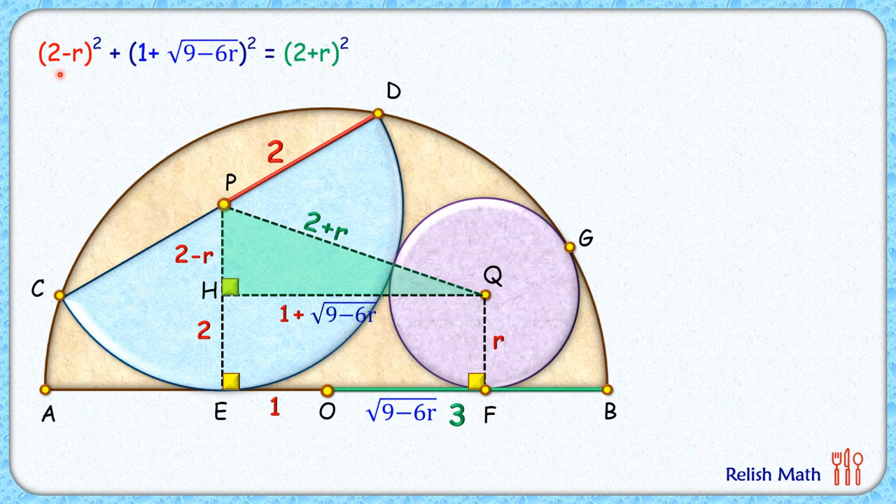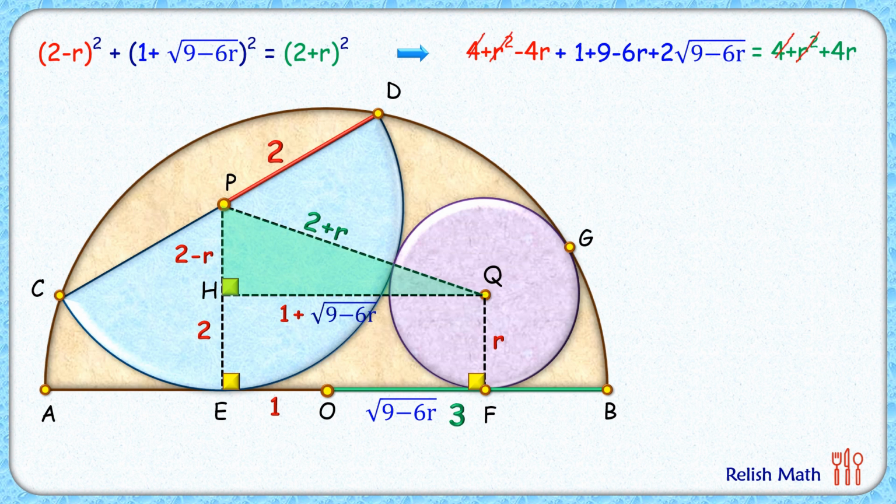Solving it, applying a minus b whole square here, we'll get this term. For the second term, applying a plus b whole square, and the term on RHS, again applying a plus b whole square. Simplifying it, both the 4 and r square will get cancelled. Now to solve it further, we need to get rid of this square root. So let's take the square root term on LHS and all other terms on RHS, and we'll get the equation in this form. Now simplifying it, we'll divide the full equation by 2 to get this as the new equation.